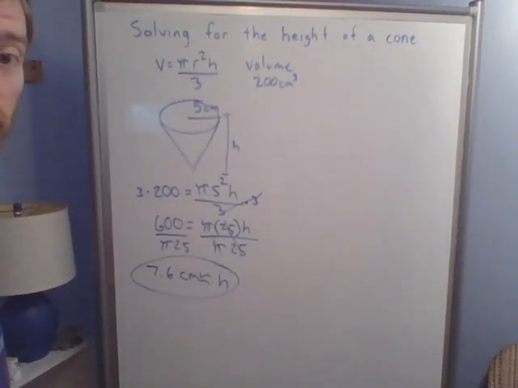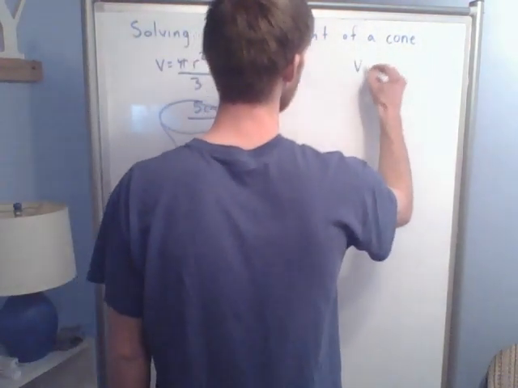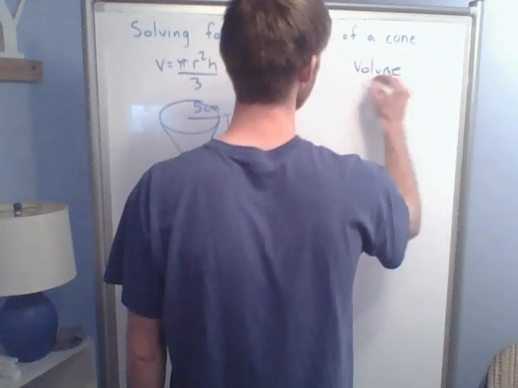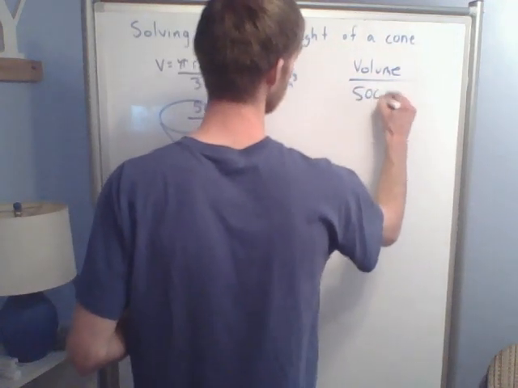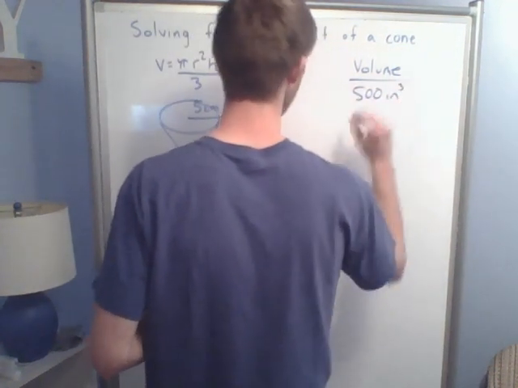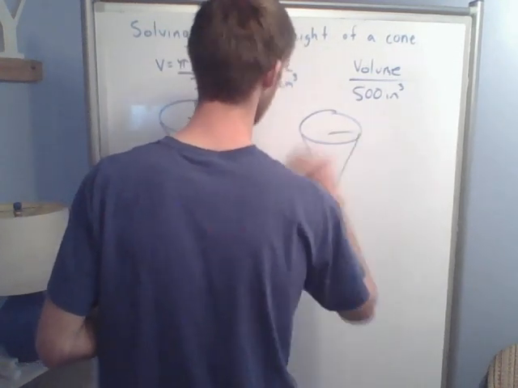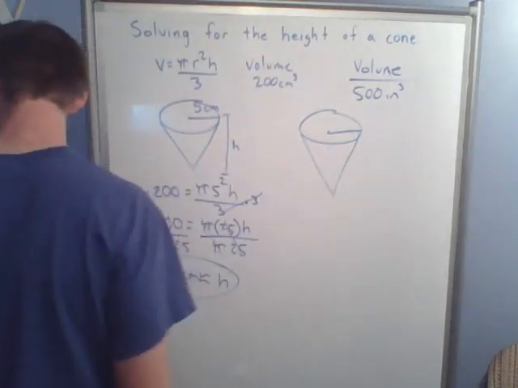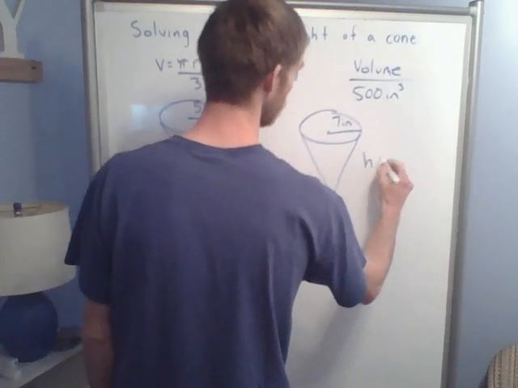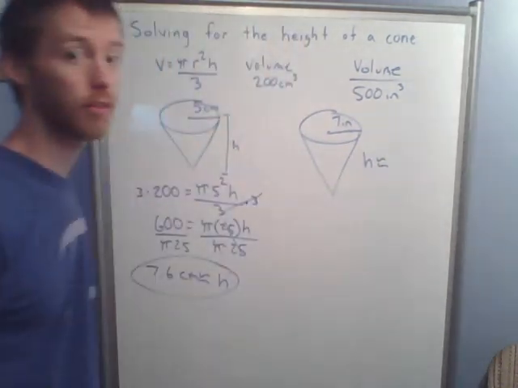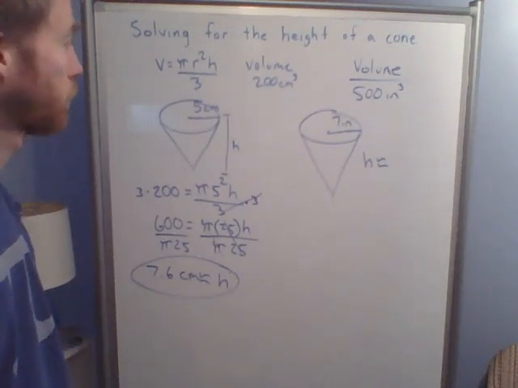All right, go ahead and try one out yourself here. I'm going to draw a cone. The volume is going to be 500 inches cubed. And here is your cone. It's going to have a radius of 7 inches. Go ahead and pause and solve for h real quick, and then see what you get. See if you get the same answer as me.